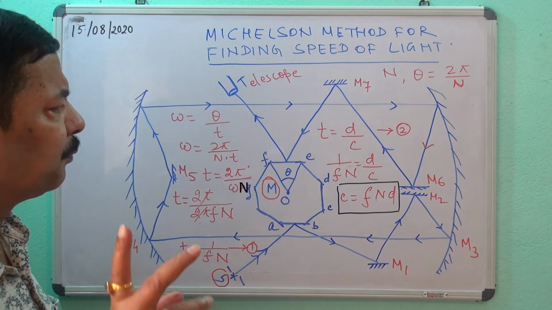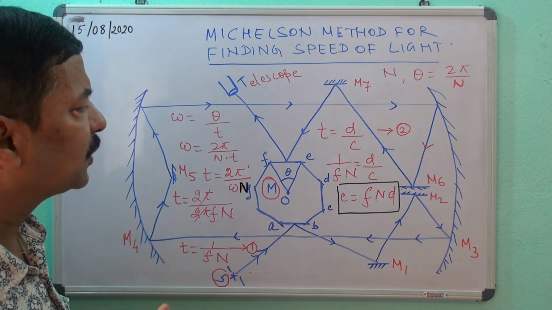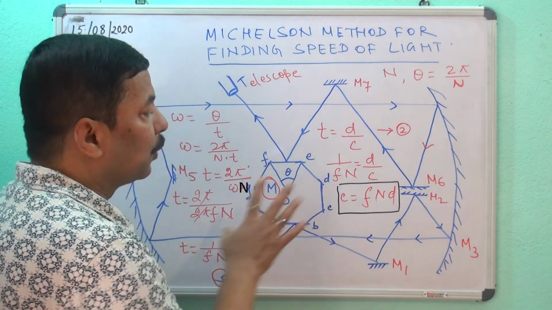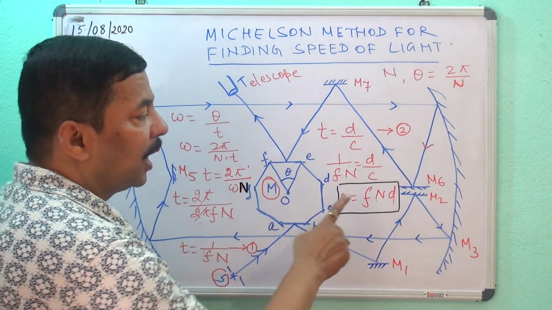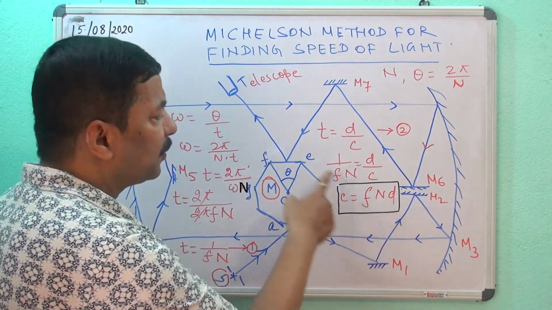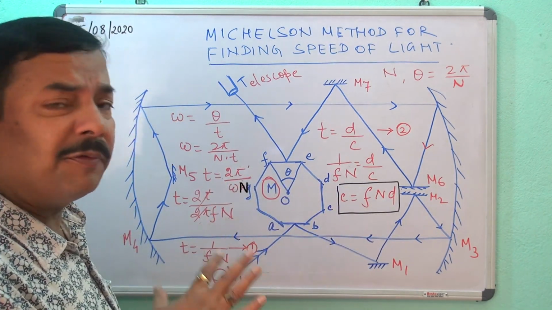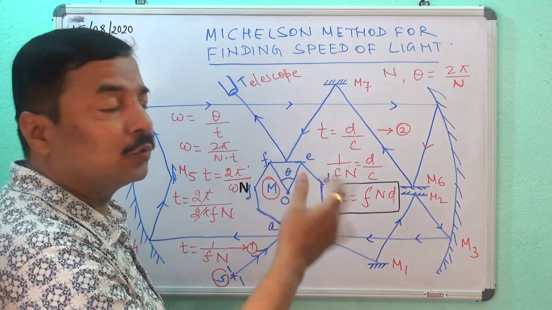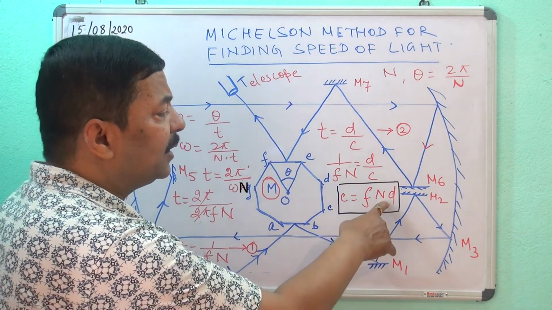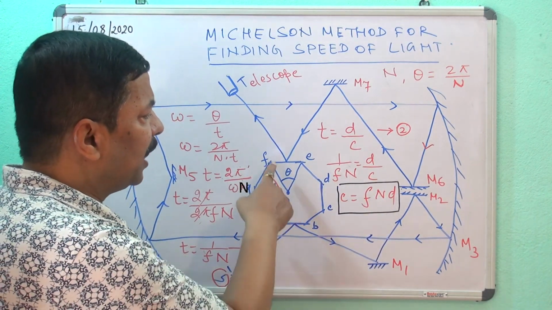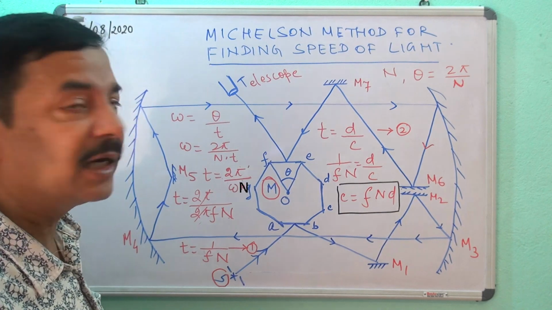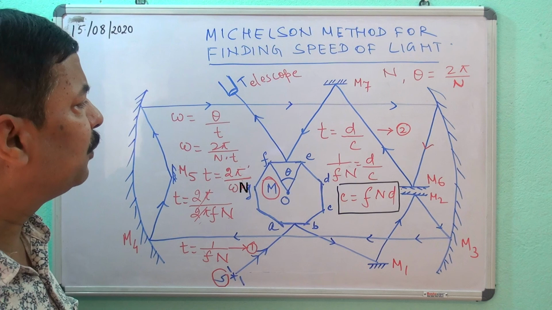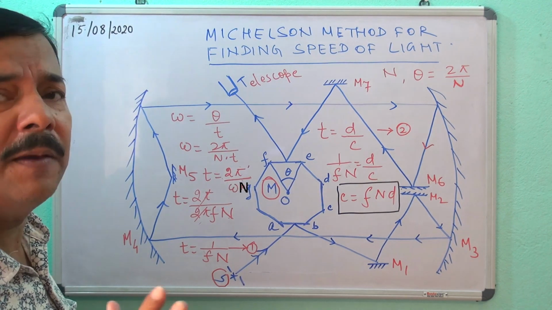Now see it carefully. One more time I am revising the whole process. Here f represents the frequency of rotation of the polygon mirror. N represents the number of sides of the polygon mirror. If the number of sides is 8, we take 8. If the number of sides is 12, we take 12. And d is the distance starting from here and reaching there, whatever distance is covered by the light ray. So this is the Michelson method, and by this we can measure the speed of light in a very comfortable manner.